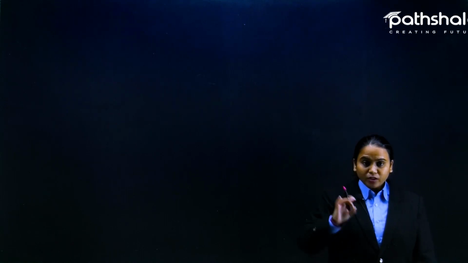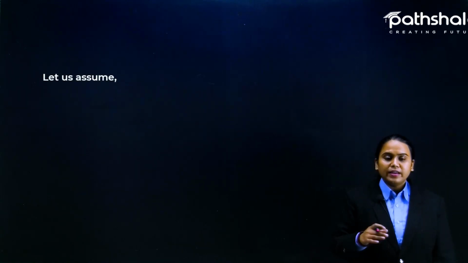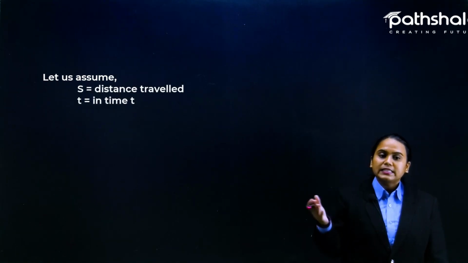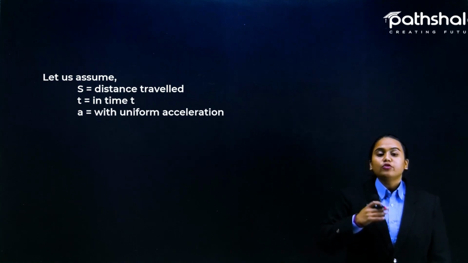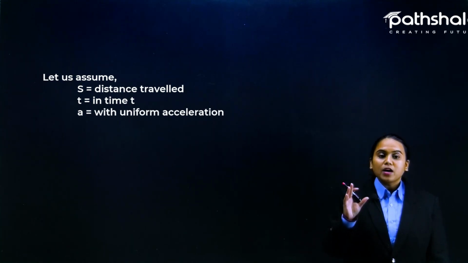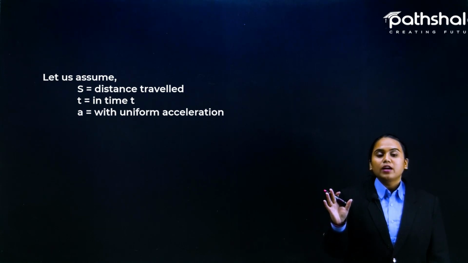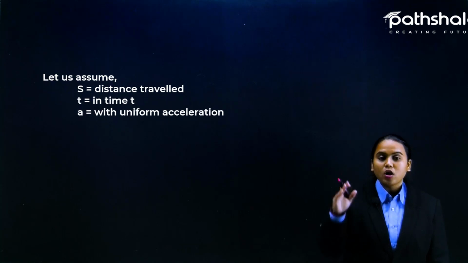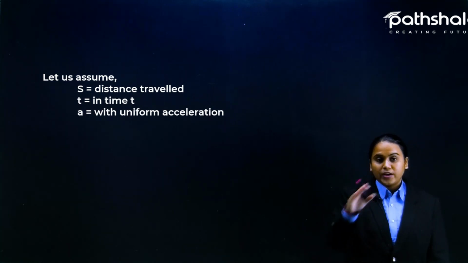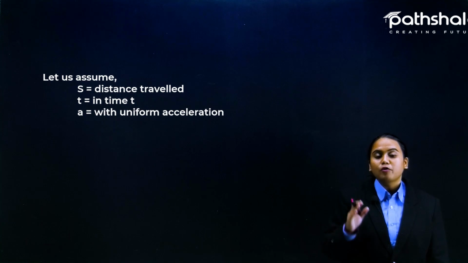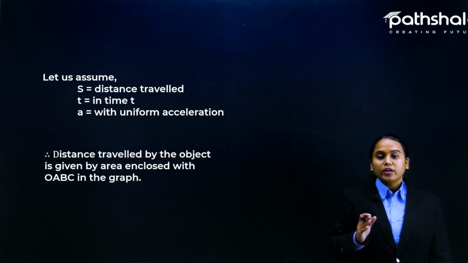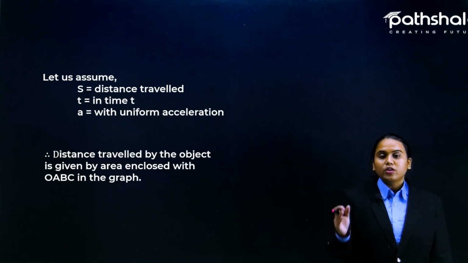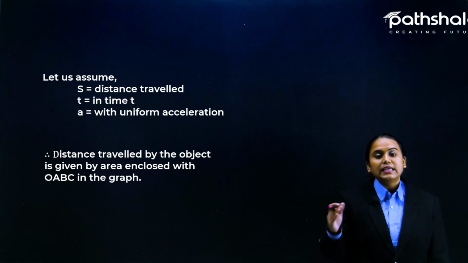Moving forward, let us assume that s is the distance traveled, t is time here, and a is the uniform acceleration. Mark my word, students, all these things we are reading right now are considered for uniform acceleration only, because you can see the slope in the graph is a straight line. We are not considering non-uniform acceleration here. So the distance traveled by the object is given by the area enclosed by OABC in the graph.